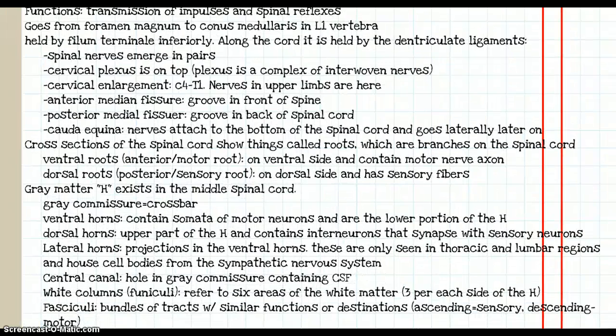And then after that, there's white columns, and we'll talk about those next episode.